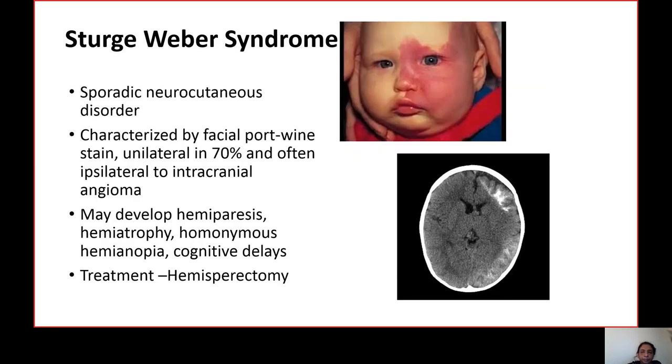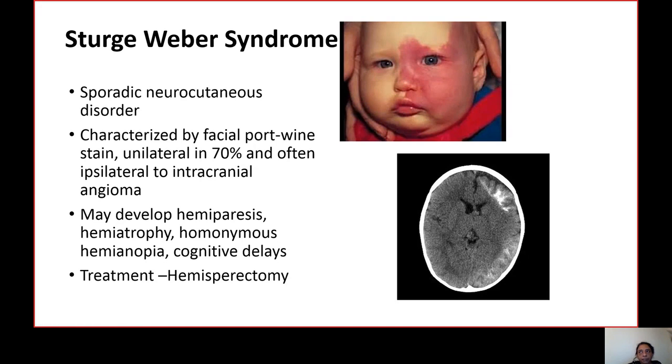Coming on to another neurocutaneous syndrome, the Sturge-Weber syndrome. This is a sporadic neurocutaneous disorder with a facial port wine stain, usually unilateral, involving the ophthalmic, maxillary, and mandibular areas of the fifth nerve. In the brain, the angioma spreads over that same side, usually in all three areas. These patients can develop hemiparesis, hemiatrophy, homonymous hemianopia, cognitive delays, and also intractable focal seizures. The treatment here would be hemispherectomy, which I showed you earlier, where you either disconnect or take off a hemisphere.